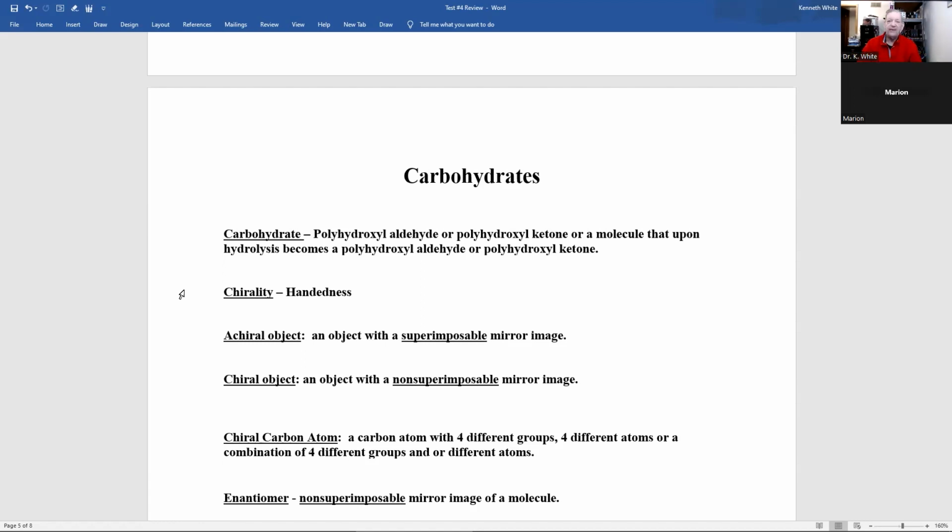Now, as I said in the video, if you see in the name of an object right or left, immediately know it's chiral. If I say, is my right hand chiral or achiral? Well, it's right, it's chiral. If I say I have a left shoe, is that chiral or achiral? As soon as you see the word left, you know it's chiral.